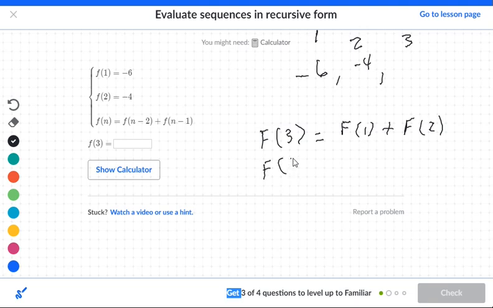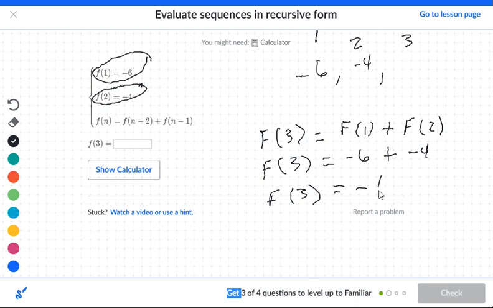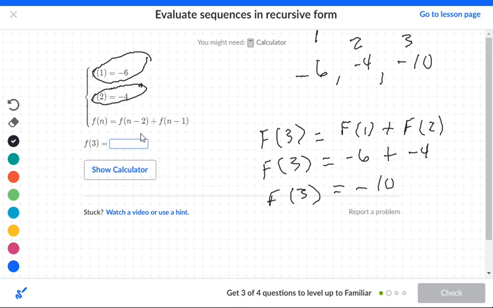So f of 3 would be the value of f of 1, which is a negative 6, plus the value of f of 2, which shows as a negative 4. And I'm reading it right here. Here's f of 1 is a negative 6, f of 2 is a negative 4. So from here we would find that f of 3 would be equal to a negative 10. So negative 10 would be the next number in the sequence.